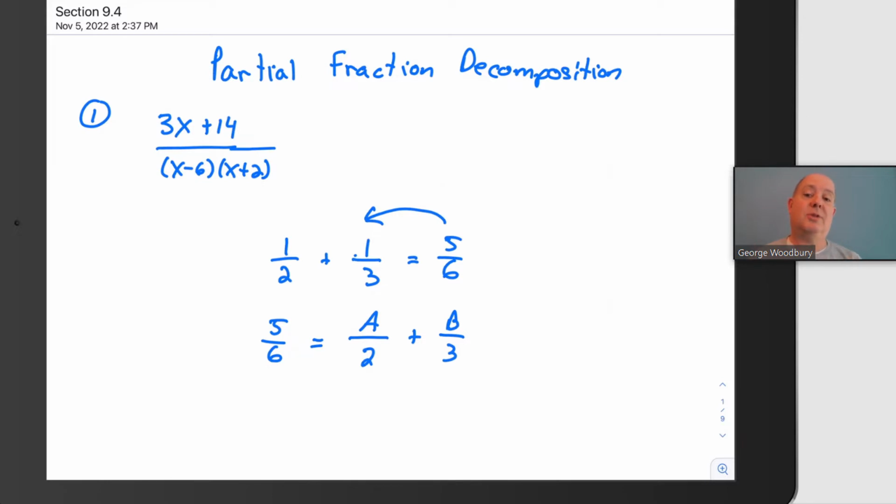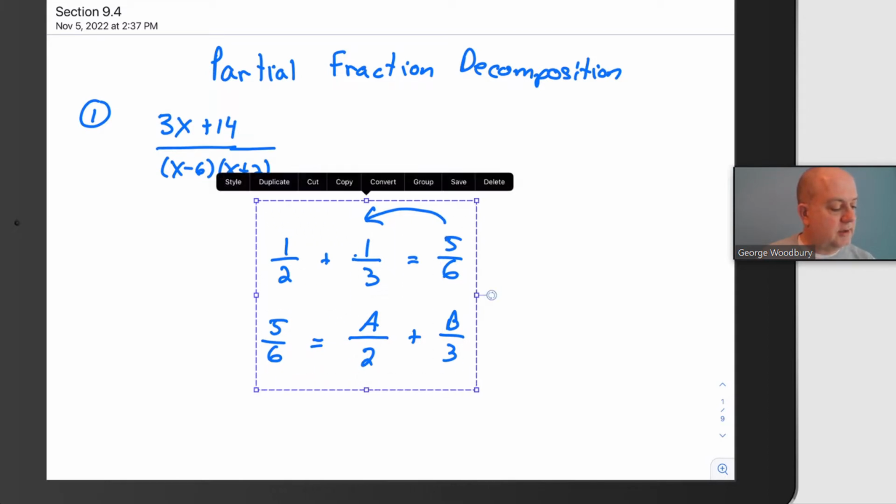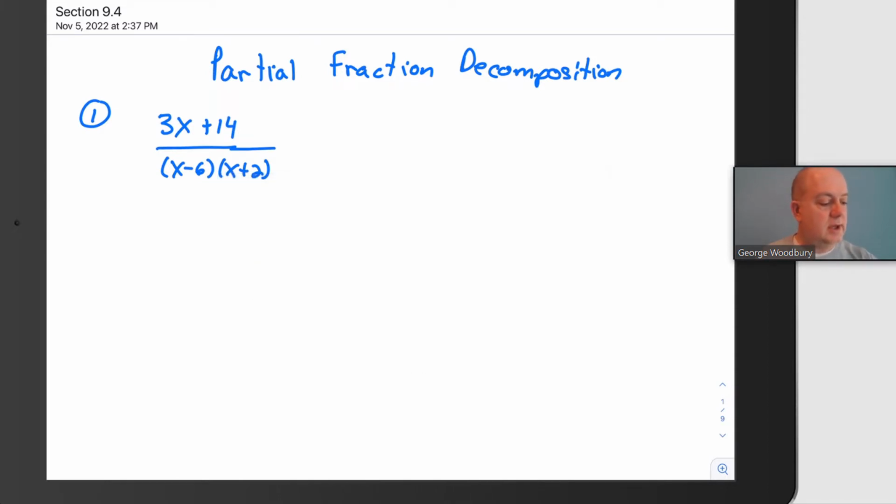We're going to do the same thing, but with algebraic expressions here. So let me get rid of the arithmetic. And let's try this with this rational expression, 3x plus 14 over a denominator that's already factored, x minus 6 times x plus 2. I want to be able to rewrite this as A over x minus 6 plus B over x plus 2.